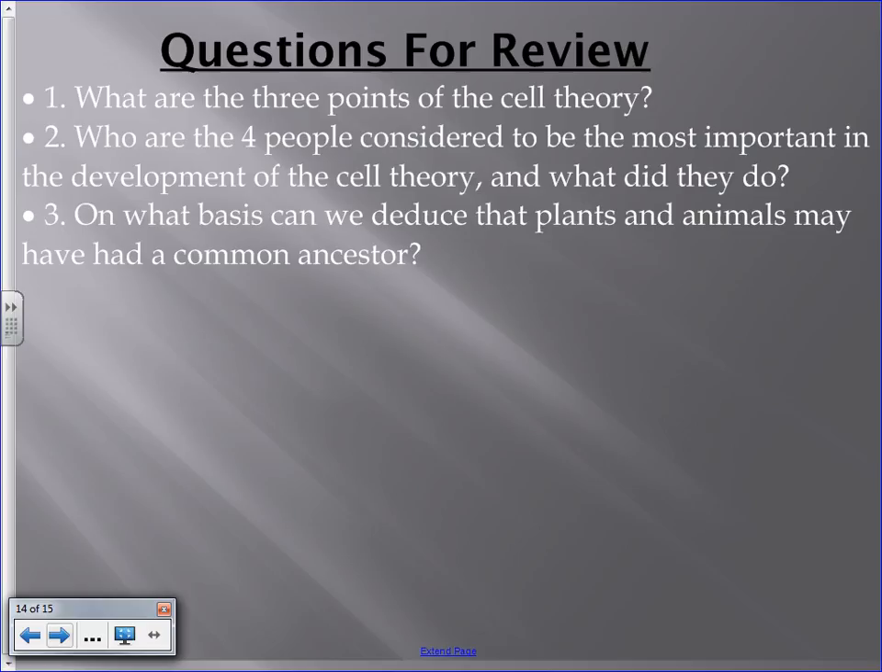All right, and then the third point, okay, on what basis can we deduce that plants and animals may have had a common ancestor? Okay, this we didn't get to talk about quite as much, but we did that little comparison where we counted the number of things that were similar and then the number of things that were different. And they had way more things that were similar, okay? And that doesn't happen by accident. You look like your mom and dad because you shared genetics with them, okay?